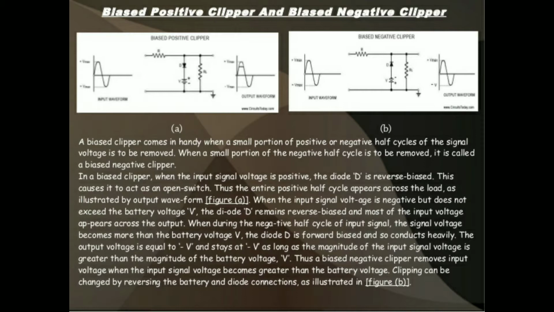First of all, we have to consider the circuit diagram. For that we are taking one resistor and one diode which is connected in reverse bias, and we are taking one reference voltage and one load resistor RL. This is the circuit diagram of the negative biased clipper.